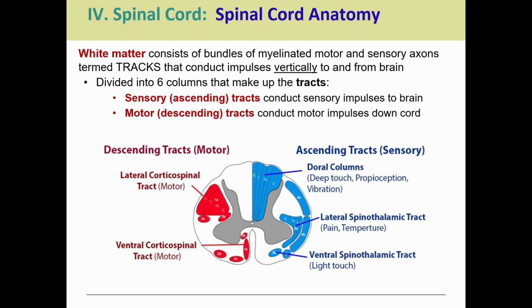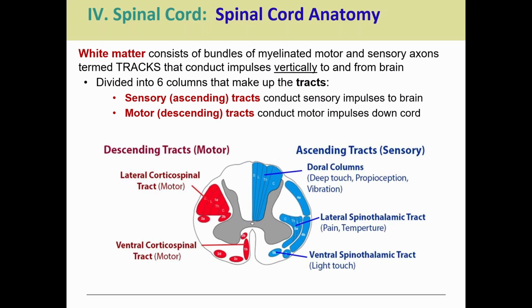We have a couple different columns. Right, so here are our columns. We have the lateral corticospinal tract, that's going to be for motor, the ventral corticospinal tract for motor, and then on the blue side we see dorsal columns for touch, proprioception, vibration, the lateral spinothalamic, which is for pain and temperature, and then ventral spinothalamic, that's for light touch.